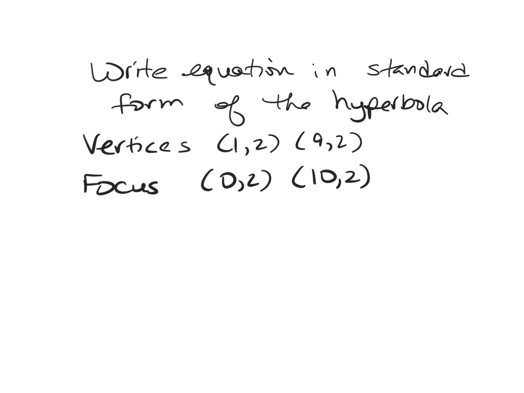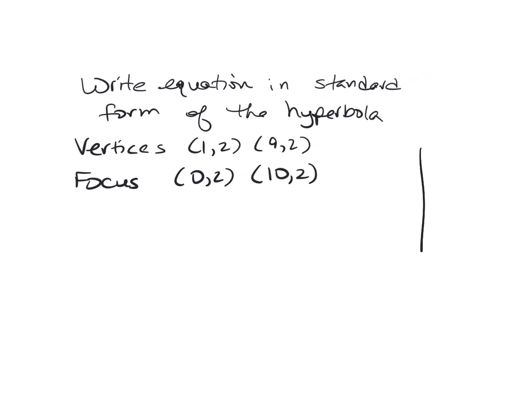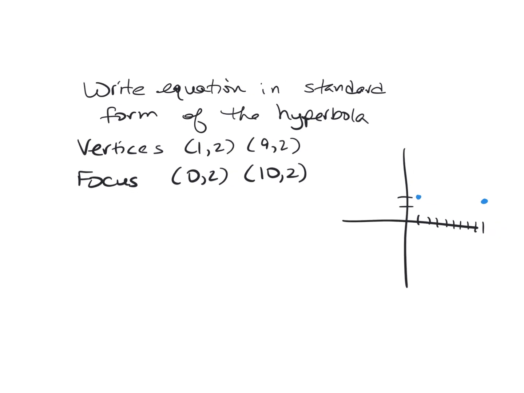So this is going to give us an example where our center is not going to be at 0, 0. In order to double check that, we're going to go ahead and graph it to give ourselves the visual. So I've got a vertex at 1, 2, and then I've got another one at 9, 2. And again, this visual that you give yourself does not have to be perfect. It's just to give yourself an idea of what your graph is going to look like.